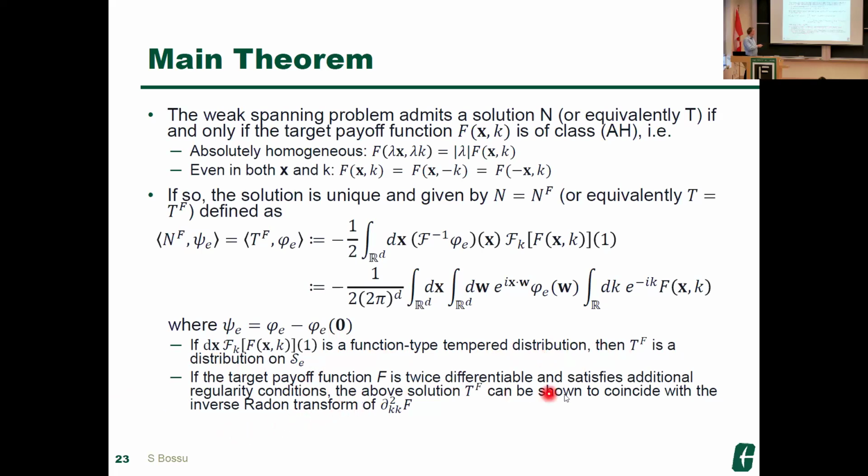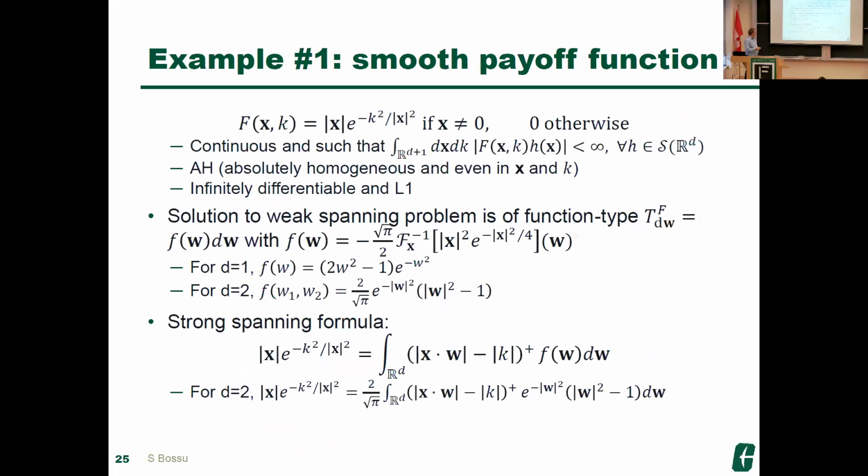And then also, there's a connection with those Radon transforms that I mentioned earlier. So we show that if the payoff f is also twice differentiable and there's some additional regularity conditions, then the solution can be shown to coincide with the inverse Radon transform, just like I found in my thesis. Okay, so here are some explicit examples.